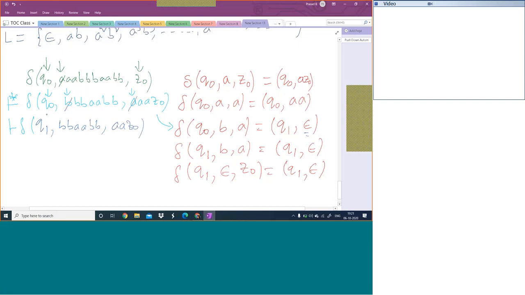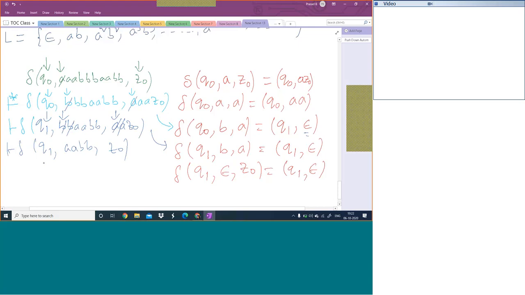Now Q1, B, A. This is matched with this situation, with this move. So for this B, this A will be deleted. For this B, this A will be deleted. So after 2 steps, Q1, AA, BB, and Z0.